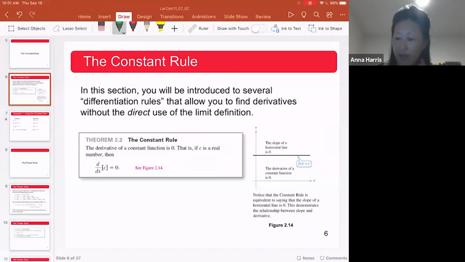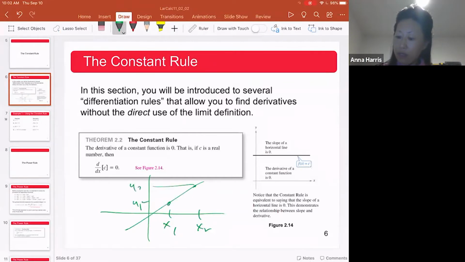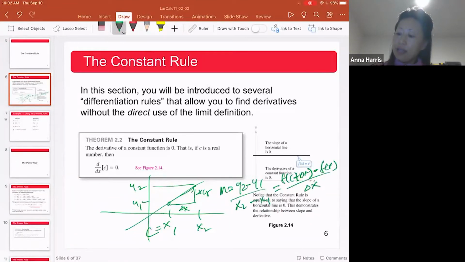Remember, if I'm looking at my function graph like that, with x1, x2, y1, y2, I want to know the change. So it's called dy over dx. You're going to say slope is y2 minus y1 over x2 minus x1. Well, we can also write it as f of c plus delta x, if I call this c, minus f of c over delta x. And then I'm going to take the limit of that.